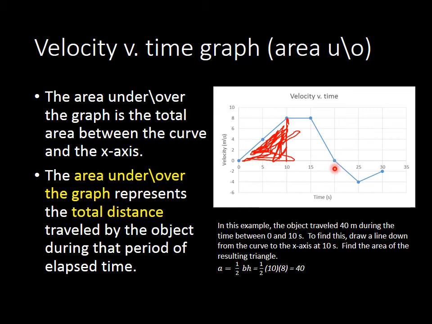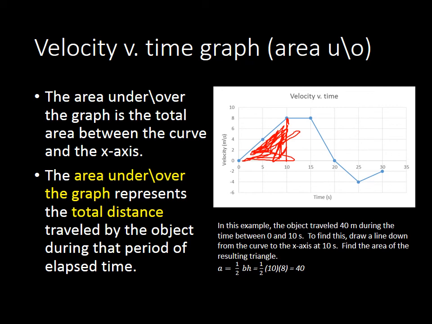Now, if we wanted to find the area under the curve, let's say that we wanted to know how far this object had traveled between 0 and 10 seconds. The first thing that we would do, let me get a different pen, is draw a line down from wherever we want to know on the curve, down here, and we would section off the area. So if we wanted to know from 0 to 10 seconds, we would draw a line down here, and you'll notice that we've got this nice red right triangle right here.